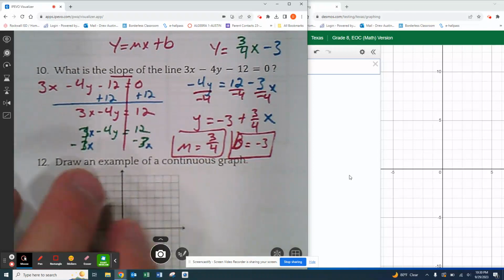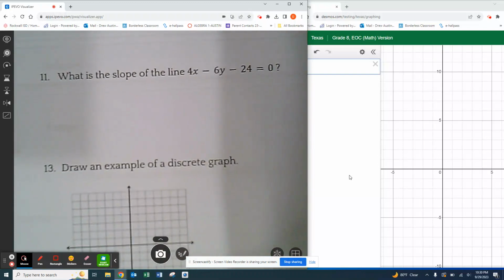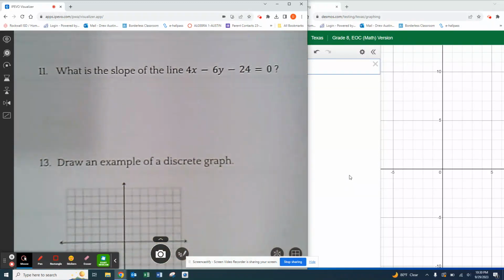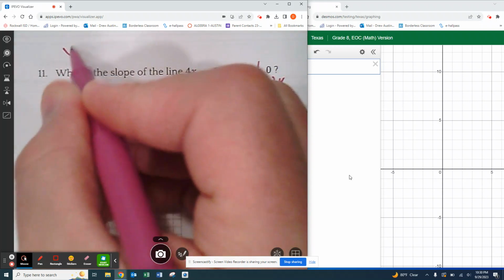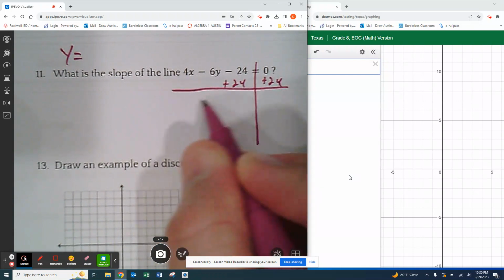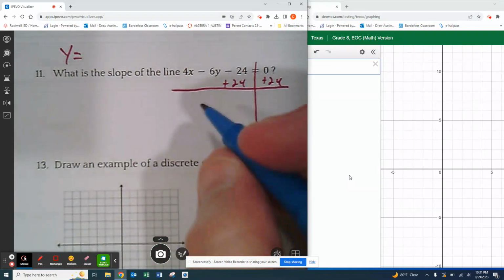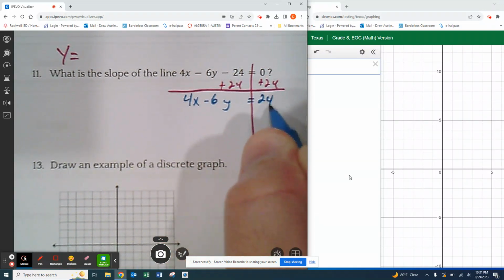Let's practice problem 11 together. Problem 11 is the same thing. What's the slope of a line 4x minus 6y minus 24 equals 0? Again, my first step is I'm going to go ahead and add 24. Again, my goal is to get y all by itself. I'm left with, I'm going to draw it in blue for this next line, 4x minus 6y equals 24.